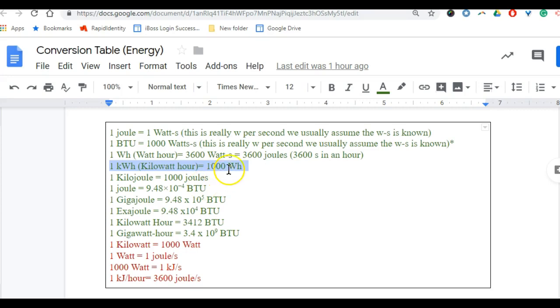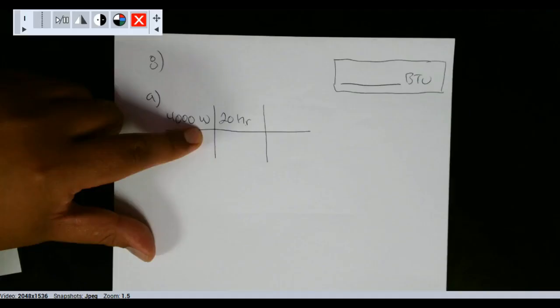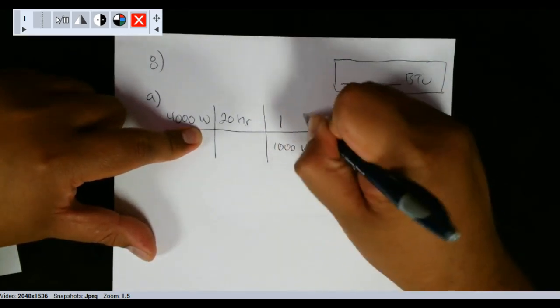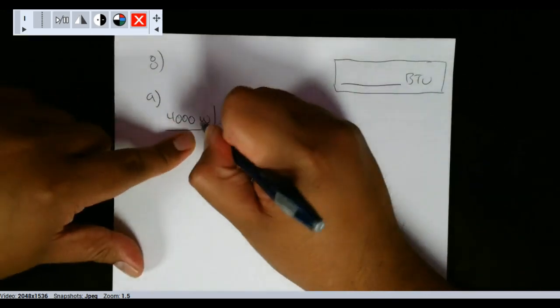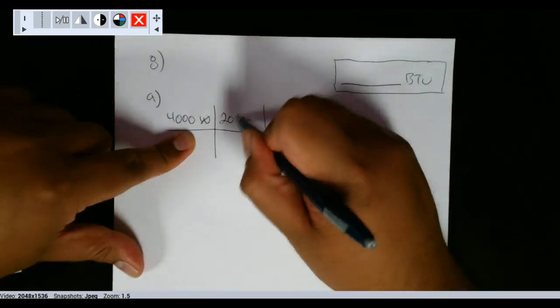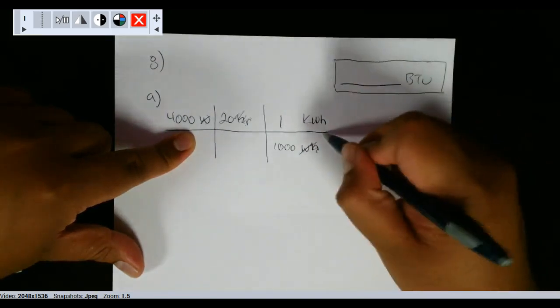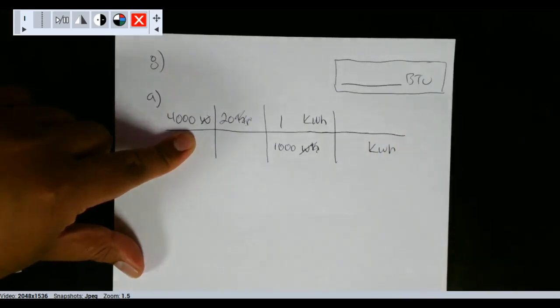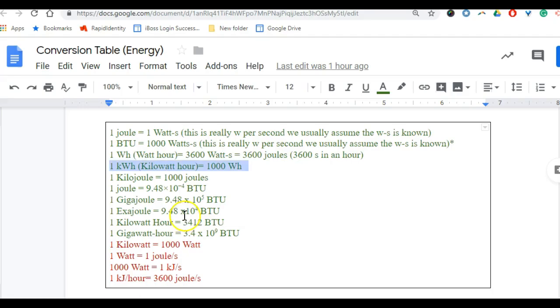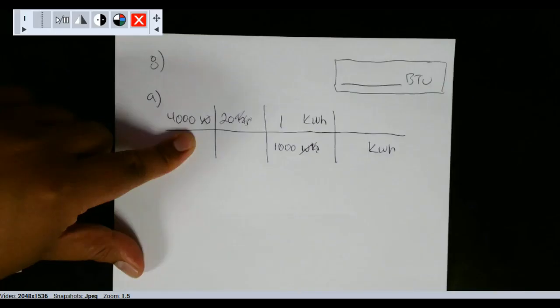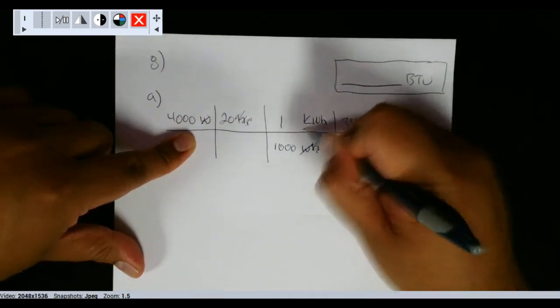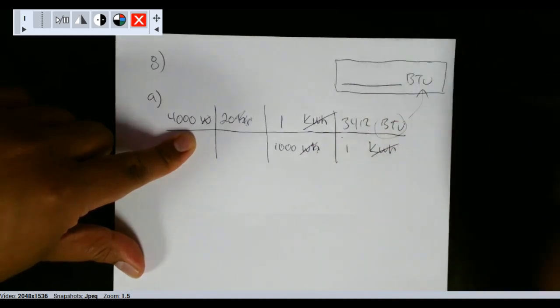So this one says, okay, 1,000 watt hours equals 1 kilowatt hour. Watt gets canceled out. Hour gets canceled out. I don't want it in kilowatt hour, so I've got to get rid of it. And I want it to turn into the BTU. Is there a conversion? Yes, because I just saw it. That's right here. 1 kilowatt hour to 3,412 BTUs. Cancel, cancel. That's going to give me my answer right there.